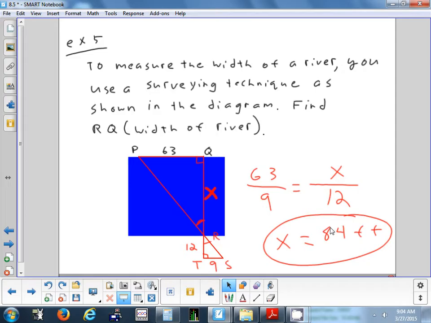Any questions on similar triangles? All right, so next time we'll talk more about some more proportions and other special things that happen in similar triangles. We'll tie in parallel sides, but we'll look at that next academic Monday.